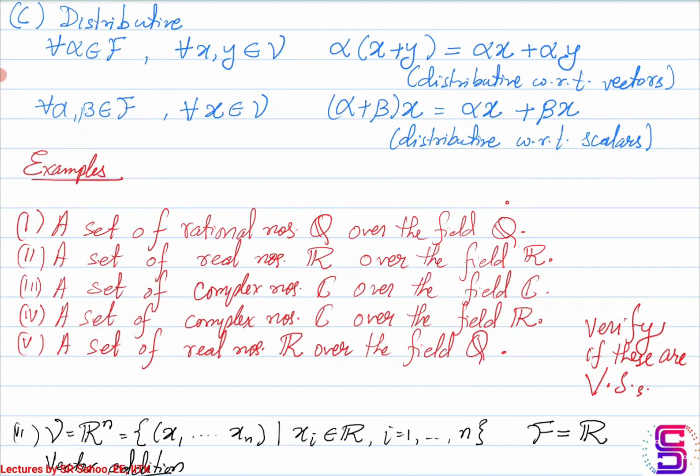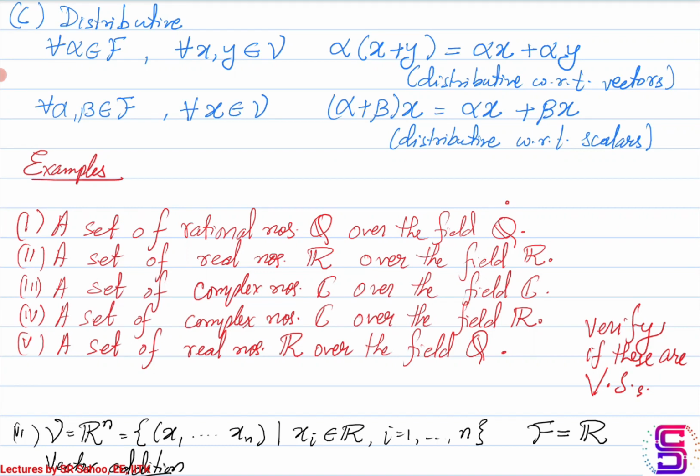Okay, so suppose you take a scalar alpha from the field and you take two vectors x and y from the vector space. Then performing scalar multiplication on the vector addition of the two vectors x and y is the same as performing the vector addition on the scaled versions of x and y by the factor alpha that we had chosen. So this is known as distributive with respect to vectors. Okay, distributing the scalar multiplication over the vector addition.